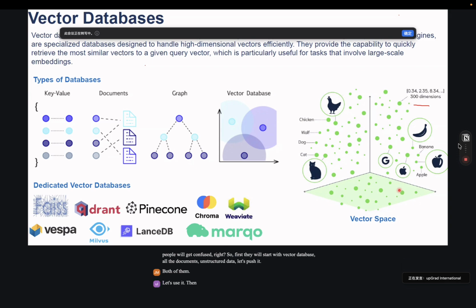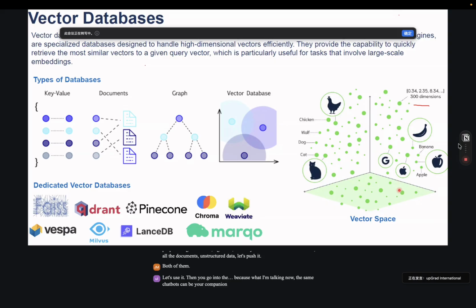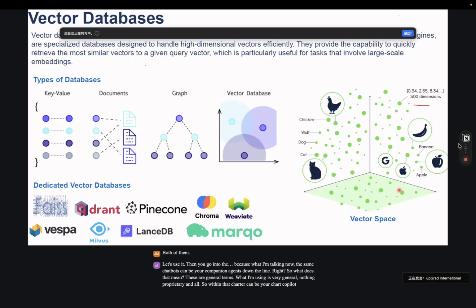Then you go further, because what I'm talking about now, the same chatbots can be your companion agents down the line. What does that mean? It's general terms, nothing proprietary. Within that, the chat can be your co-pilot, or it can become an agent, which means you are controlling some of the actions in there. When you are talking at that level, you need to have control of most of these things and how it is working. Then only you will be able to go to that level. Okay, got it, Professor. Thank you.